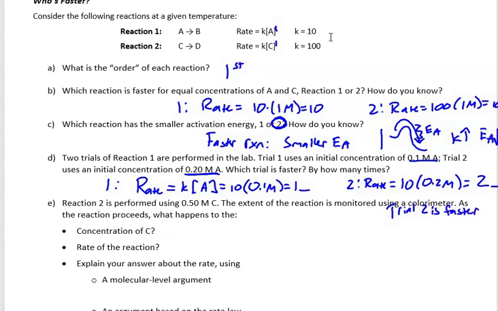And so, indeed, trial 2 is faster, and it's 2 times faster. You double the concentration, so you double the rate. Basically, you have more reactants to run into each other, and so they're going to react faster.